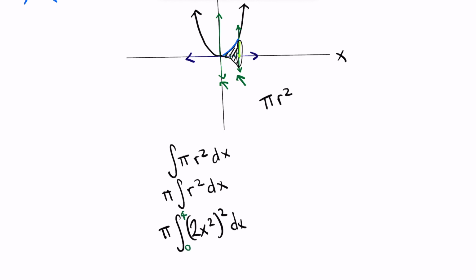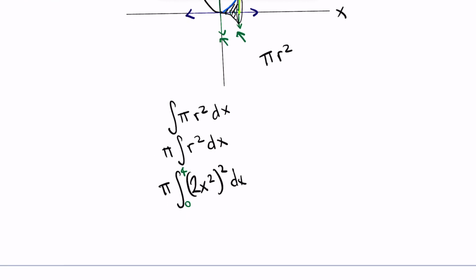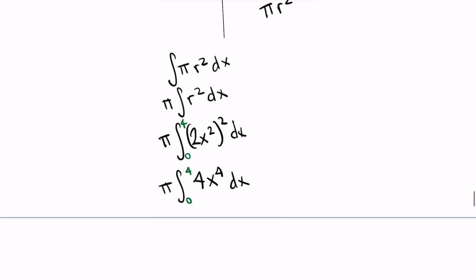Now let's go ahead and square the 2x squared. So we're going to square the 2, and we're going to square the x squared, which is x to the 4th. So we have the same bounds, 4 and 0. And we got pi, and then we got dx. So 4 is also a constant, so we can also put that in the front as well. Let's go ahead and do that. So we got x to the 4th dx.